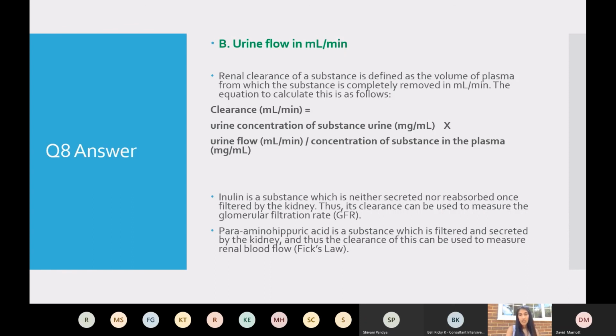Just some extra things. Inulin is a substance which is not secreted or reabsorbed, and it is filtered by the kidney, and that's how we calculate the GFR, by using inulin. Another substance, para-aminohippuric acid, is filtered and secreted, and therefore, using Fick's law, its clearance can be used to measure renal blood flow because it's involved in both processes. So inulin is for calculating GFR, and para-aminohippuric acid is to determine renal plasma flow. I've seen this question come up a few times in some of the primary MCQs I went through.